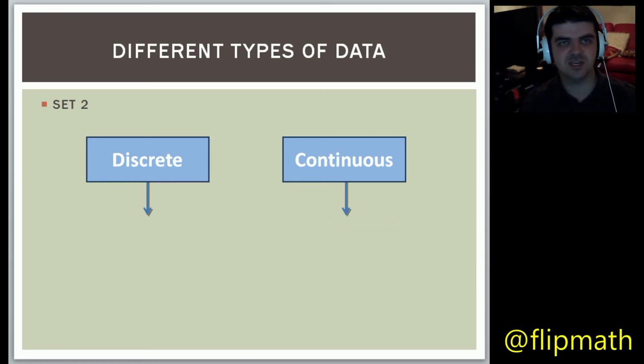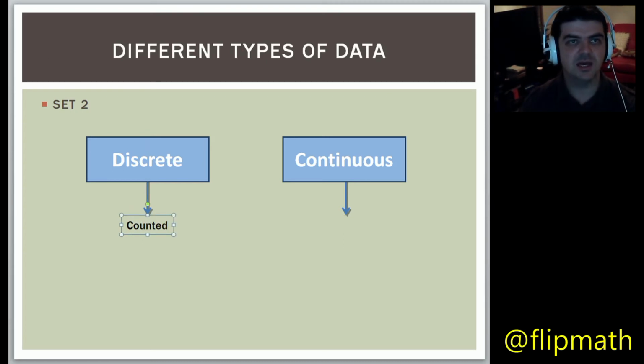Okay, move on to the next. Discrete and continuous. Very often confused with each other, but actually fairly straightforward. Discrete data is counted, and continuous data is measured.